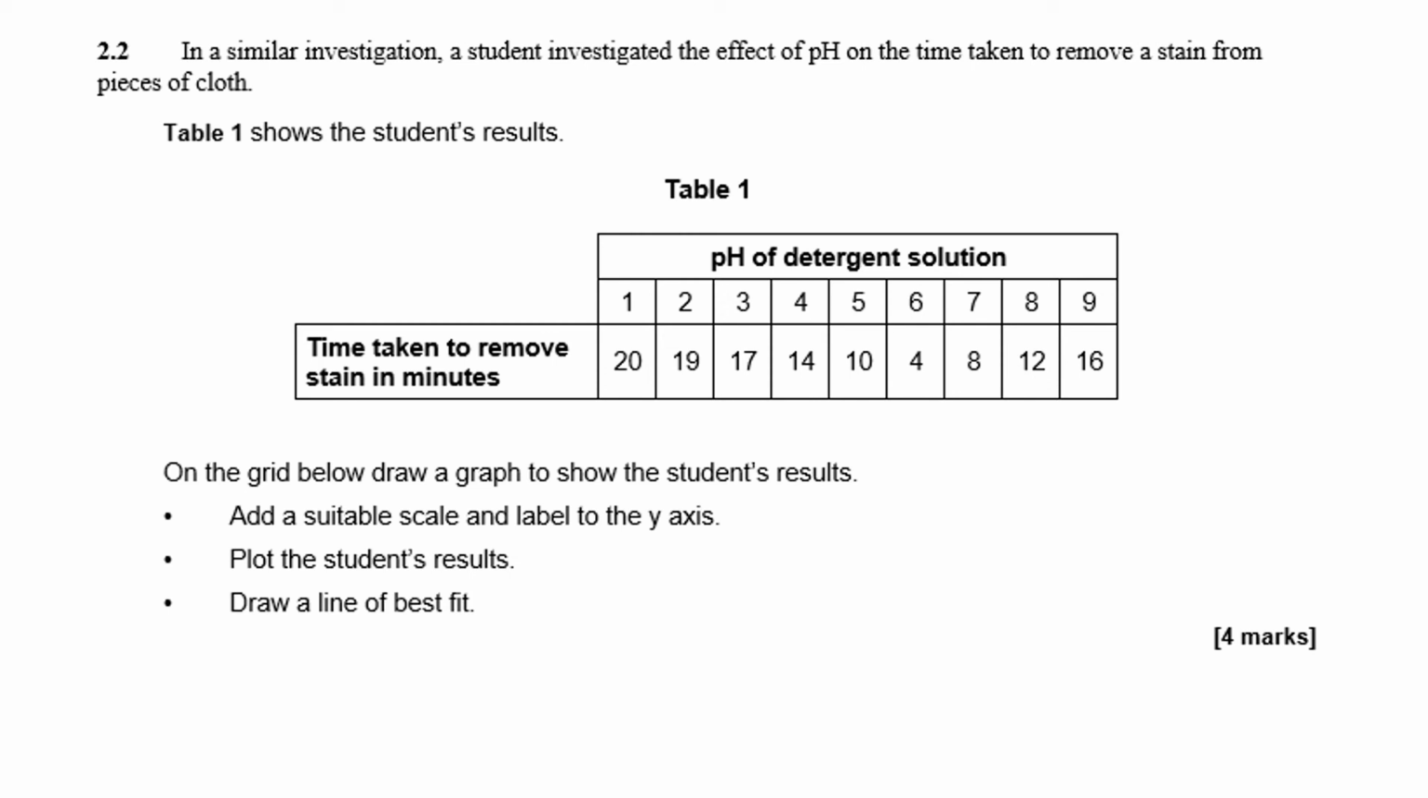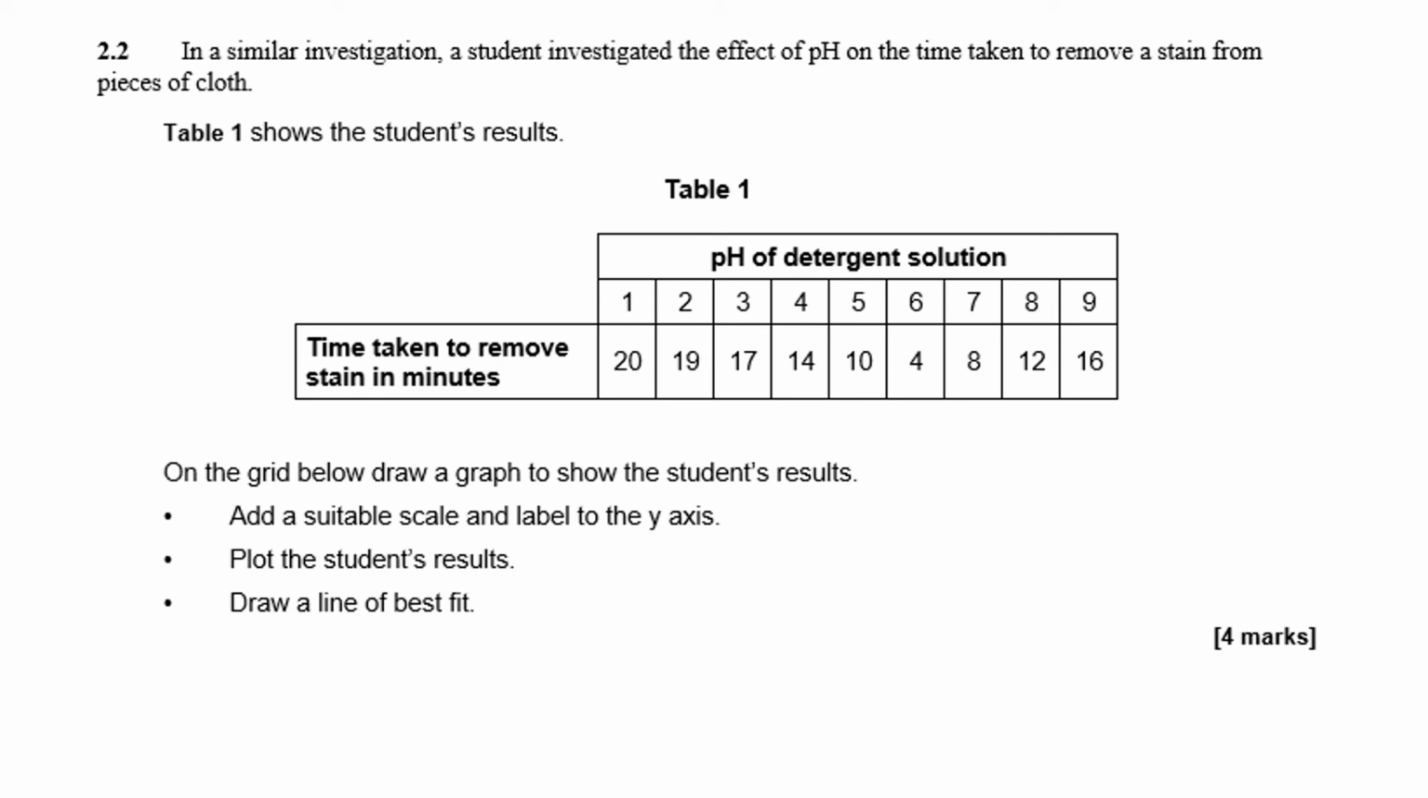So 2.2. In a similar investigation, a student investigated the effect of pH on the time taken to remove a stain from pieces of cloth. So in this one, we've got different pHs, and then it was timing how long it took to get rid of the stain. On the grid below, draw a graph to show the student's results. Add a suitable scale and label to the y-axis. Plot the student's results. Draw a line of best fit.